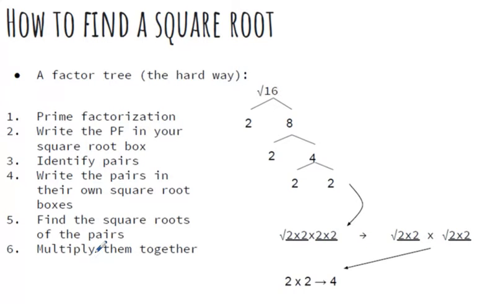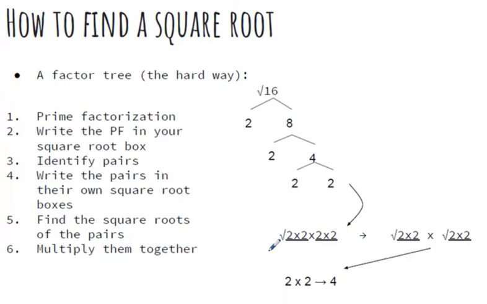So how do you find a square root? One way is to use a factor tree. In the example I'm showing you here, if you wanted to find the square root of 16, the first thing you could do is go through the prime factorization of it. 16 can be factored into 2 and 8, 8 can be factored into 2 and 4, and 4 can be factored into 2 and 2. So the prime factorization of 16 is 2 times 2 times 2 times 2. We would write that in our square root box, so we have the square root of 2 times 2 times 2 times 2.